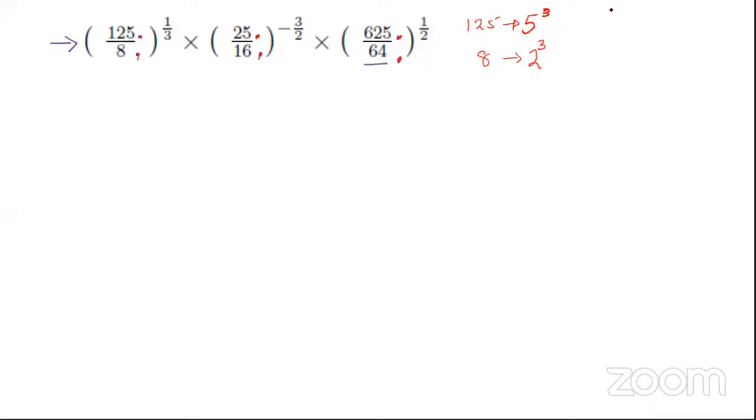Yes, teacher. So what is 25 in power form? 5 to the power 3. Are you sure? No, 5 to the power 2. How about 16? 2 to the power 4. Are you sure? 16 is 2 to the power 4. Yes. Okay, that is if you're sure of it.